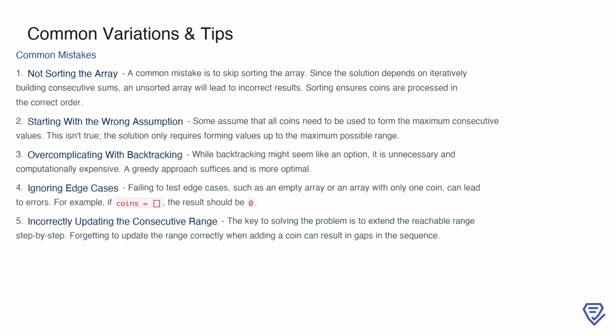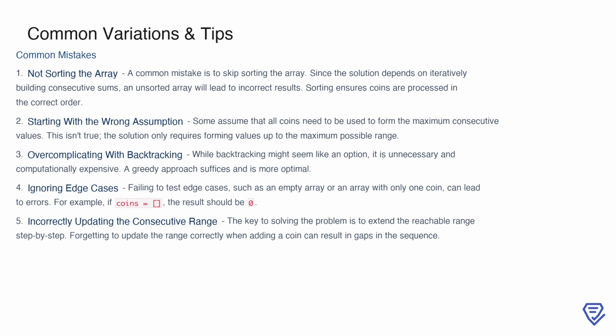When working on this problem, there are several common mistakes to watch out for. First, not sorting the array is a frequent error. Since the solution relies on processing coins in ascending order to build consecutive sums, skipping this step can lead to incorrect results. Sorting ensures that each coin is added in the correct sequence, which is crucial for maintaining the logic of the greedy approach. Another misconception is starting with the assumption that all coins must be used to form the maximum range of consecutive values.